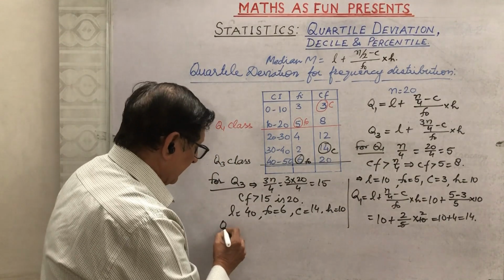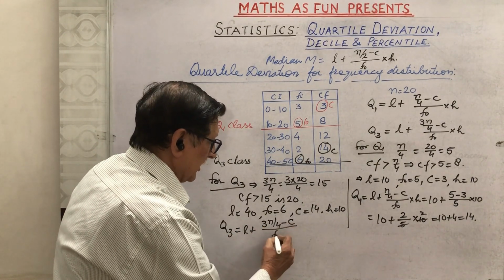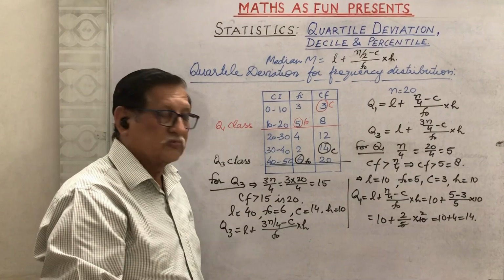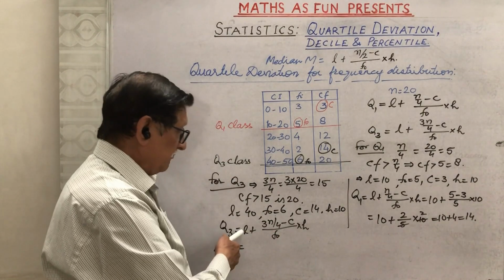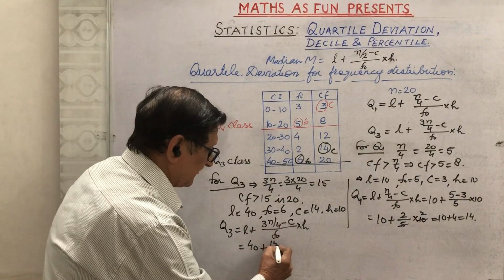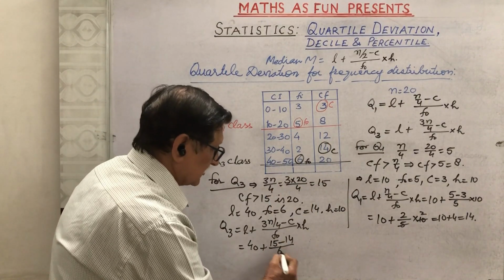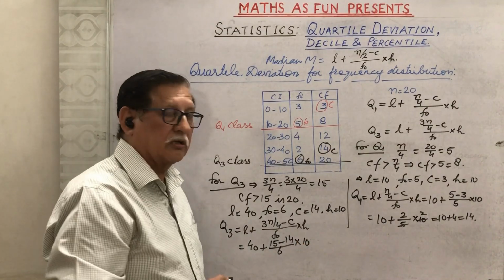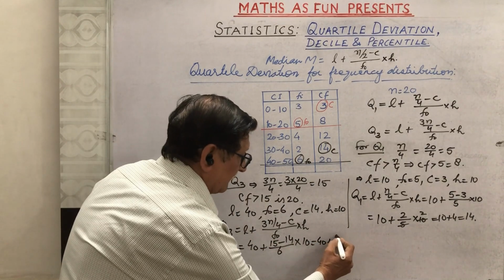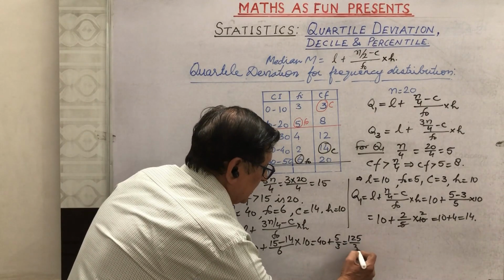And then we find out the value of Q3, that is L plus 3n by 4 minus C upon f0 into h. Substituting these values, we get here L is 40 plus 3n by 4 is 15 minus C is 14 divided by f0, that is 6, into h, that is 10. On simplification we get here 40 plus 5 upon 3. Can we write this as 125 upon 3?